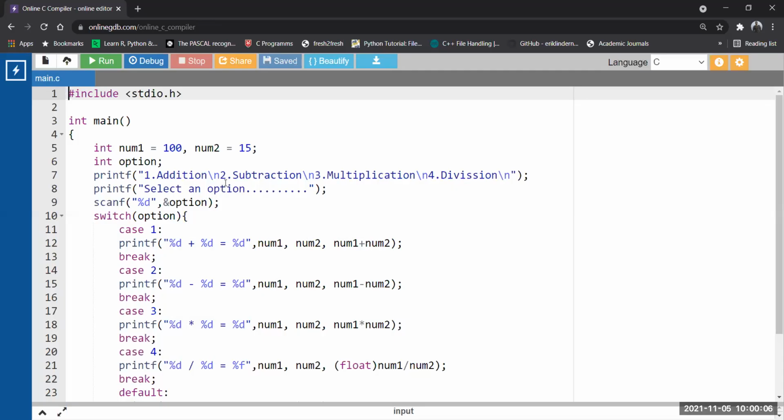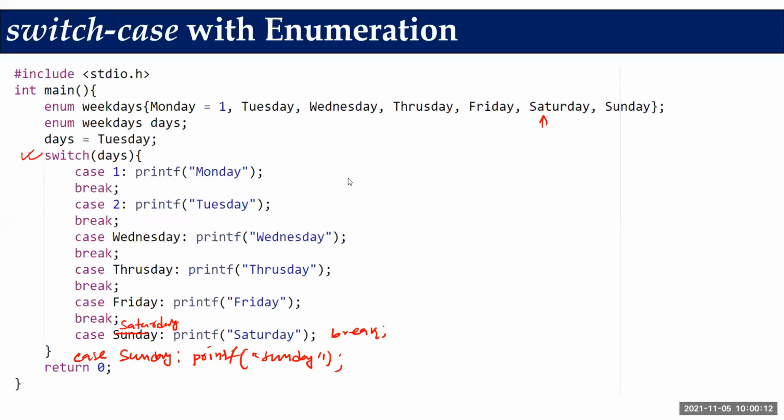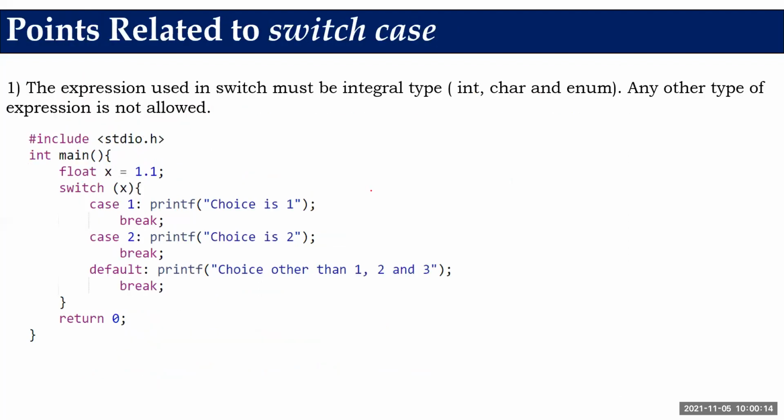So now let's go back to the switch case discussion. What further things do we need to know in switch case? Now we're going to discuss a few important points you should take care of while writing a program in switch case. The first point tells us that the expression used in switch must be integral type. Yes, either integer, character, or enum. We have checked with these 3 types, it is working.